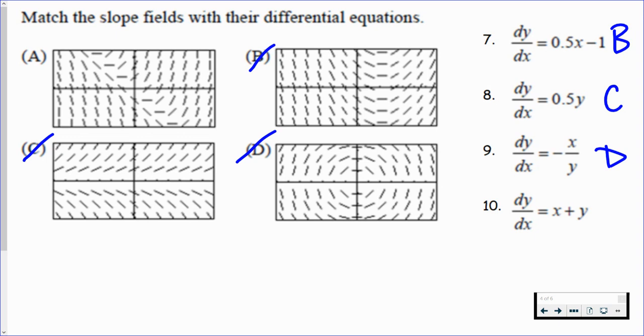And then number 10, x plus y, that's dependent upon both of your values, both your x and y. But notice that we could easily see when these are the opposite signs of each other, so like along the y equals negative x line, we should have 0 slopes. Notice that that happens along the y equals negative x line. This one matches up with A. It's kind of the opposite of the one we had before.